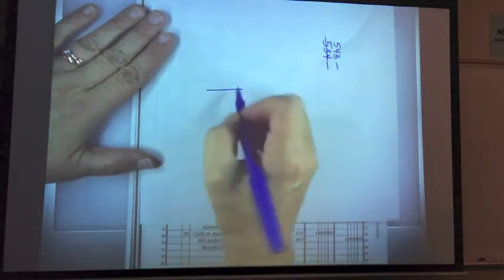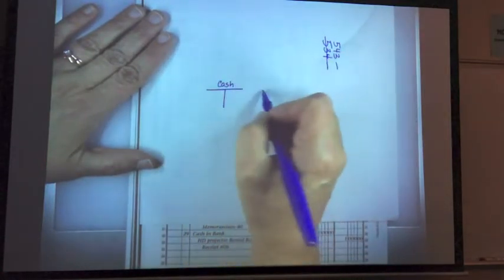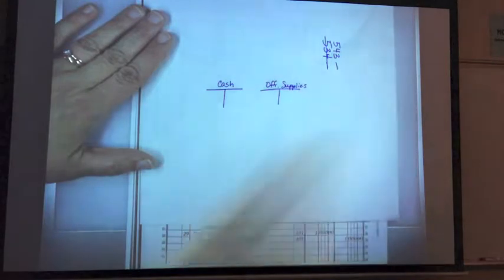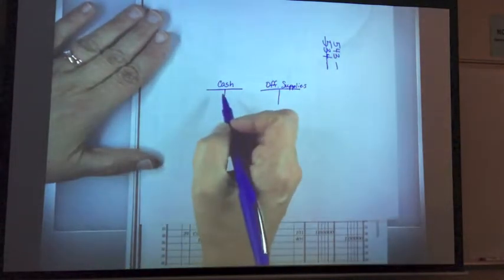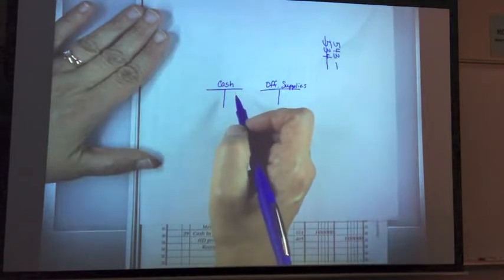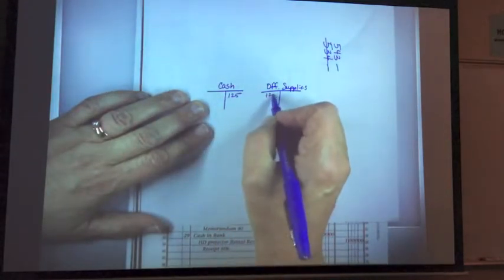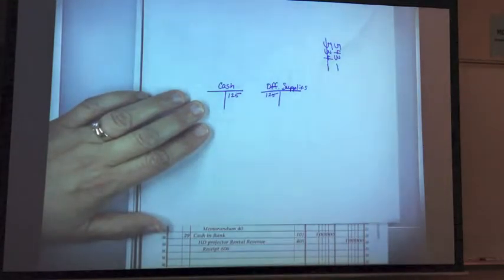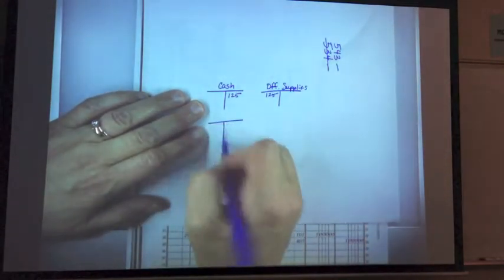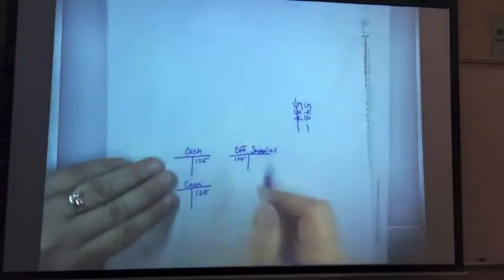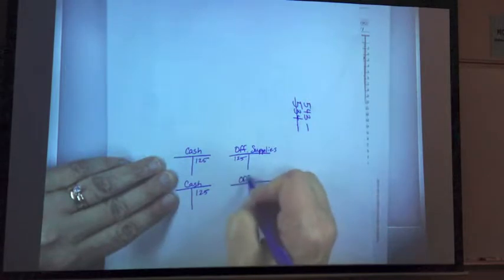Well, if I have cash and office supplies, if it had been done correctly, I would have subtracted, how much was it? I forgot. $125 from cash and added $125 on the debit side to office supplies. But that's not what happened. Instead, I subtracted $125 from cash. That was correct. But I added the $125 to office furniture.